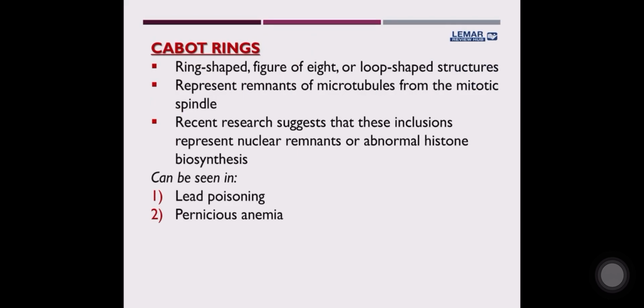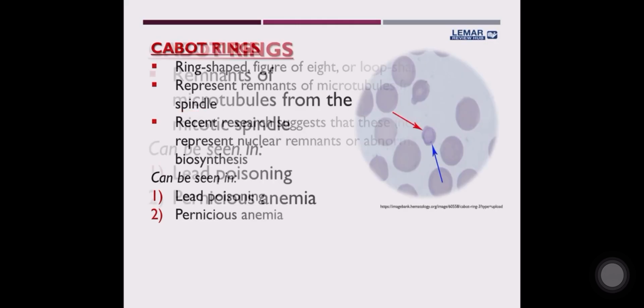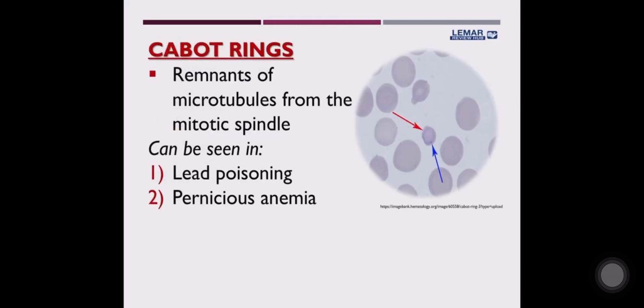Cabot rings, ring or figure of 8 inclusion. These are remnants of the microtubules from the mitotic spindle. They can be seen in lead poisoning and in pernicious anemia. Cabot rings, remnant of the microtubule from the mitotic spindle, seen in lead poisoning, pernicious anemia.